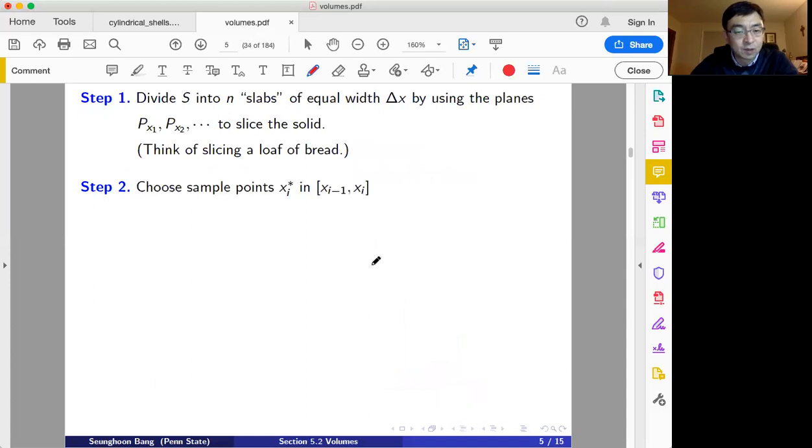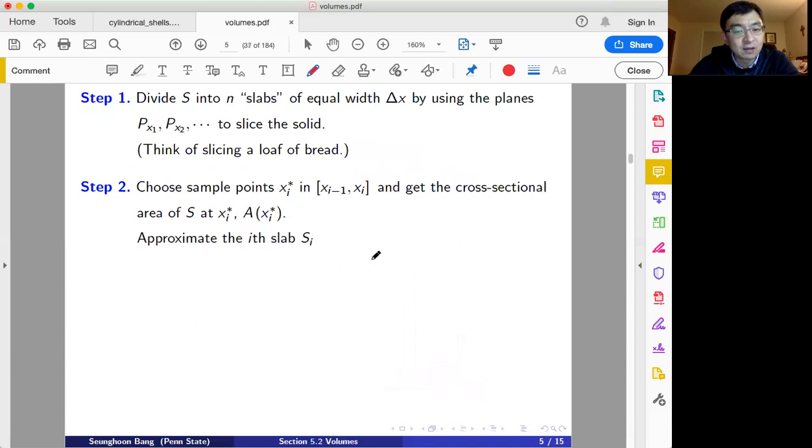Step 2: choose a sample point xi star in the interval between x(i-1) and xi, and get the cross-sectional area of S at xi star. We call it A(xi star). Approximate the i-th slab Si by a cylinder with base area A(xi star).